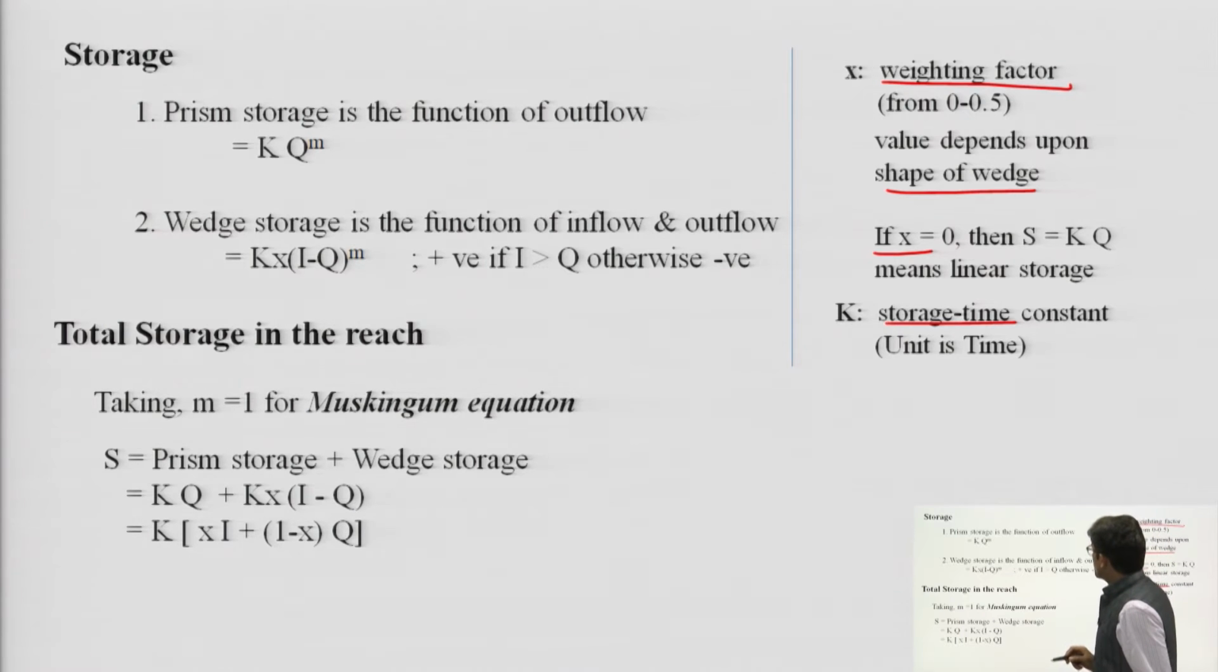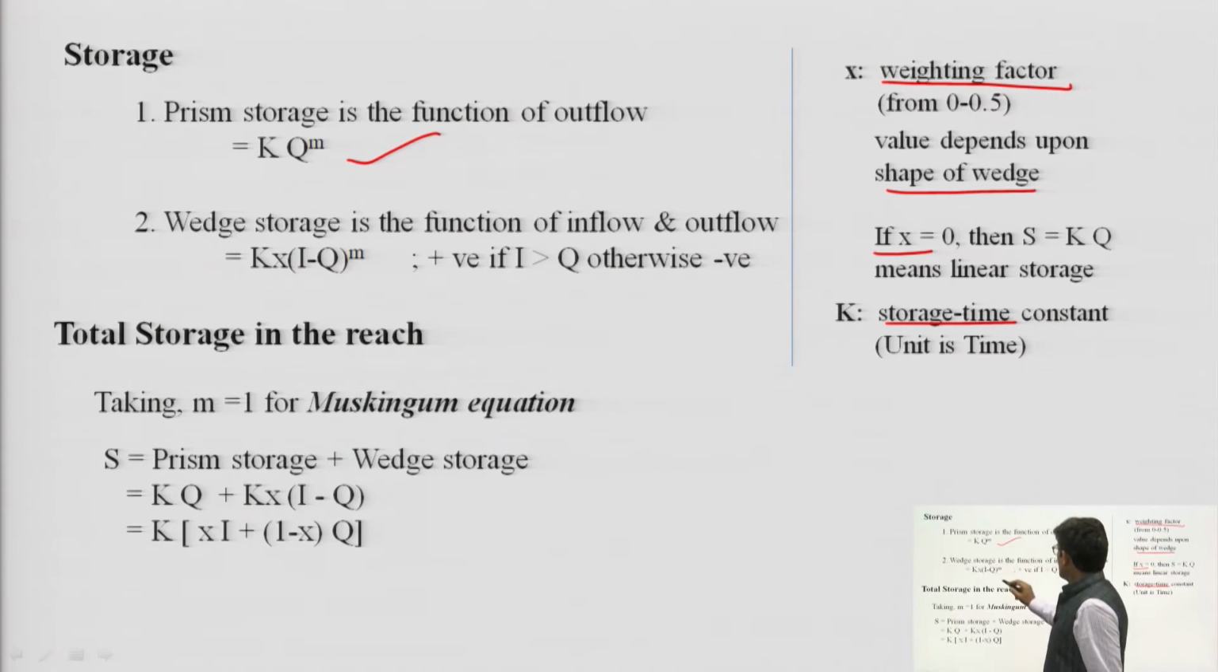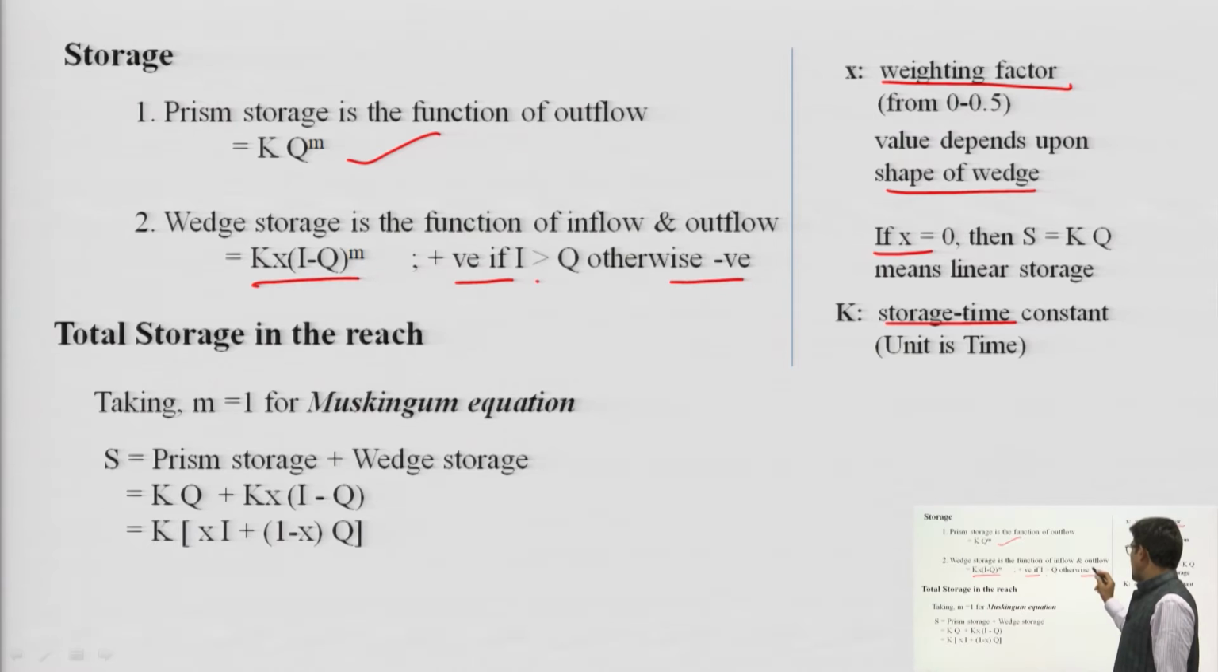So, total storage, that I have told you. m is another constant, k is the storage time constant, times q to the power m. And wedge storage is k into x times I minus q to the power m. So it is positive if I is greater than q, otherwise negative, I have told you.